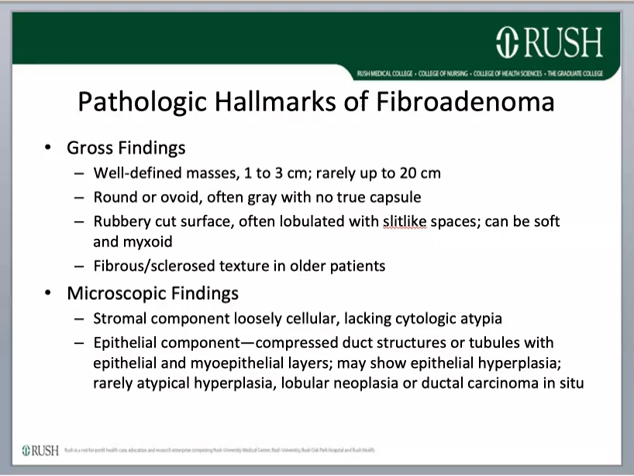Microscopically, the stromal component is loosely cellular and completely lacks cellular or cytologic atypia or mitoses. The epithelial component consists of compressed ductal structures or tubules with myoepithelial and epithelial layers. They can show on occasion epithelial hyperplasia and rarely atypical hyperplasia, lobular neoplasia, or even ductal carcinoma in situ.